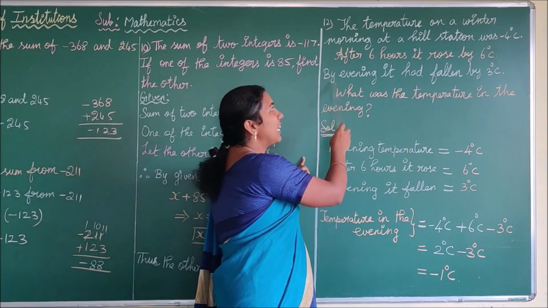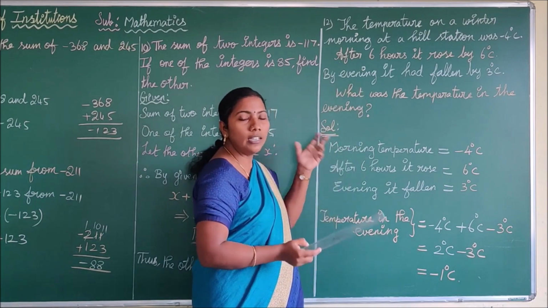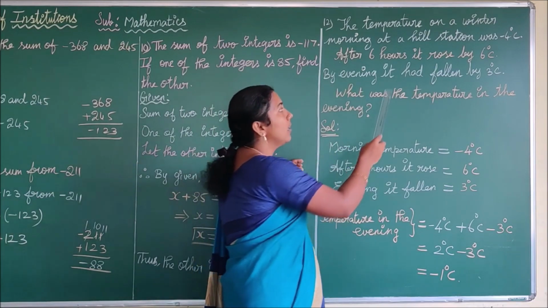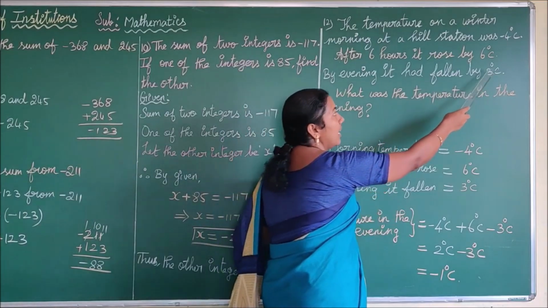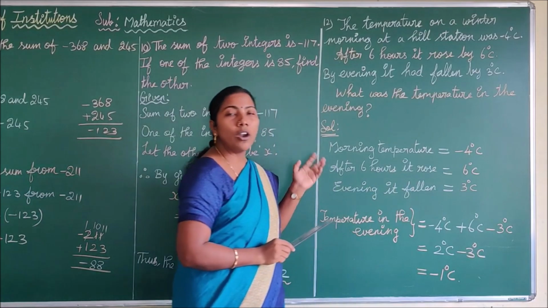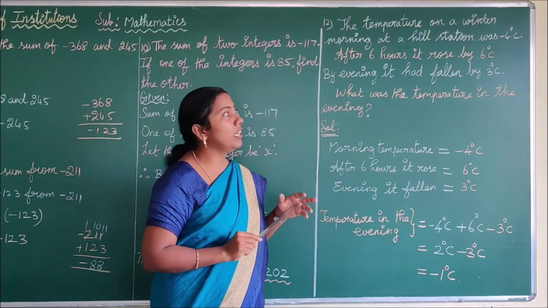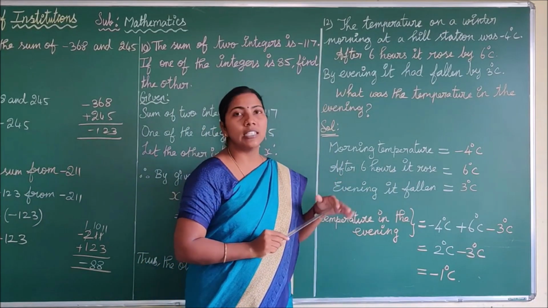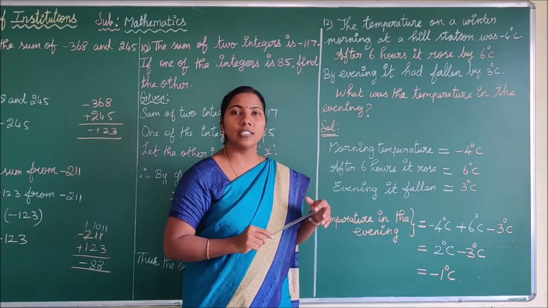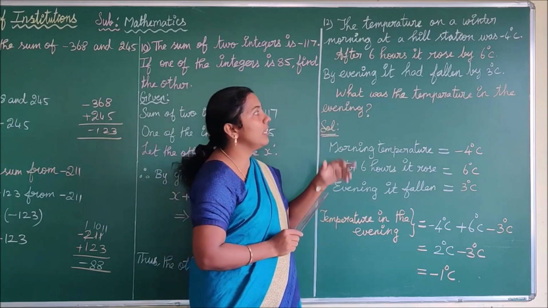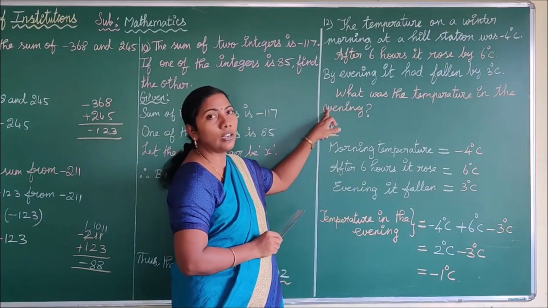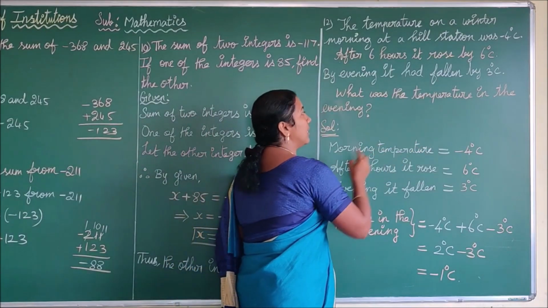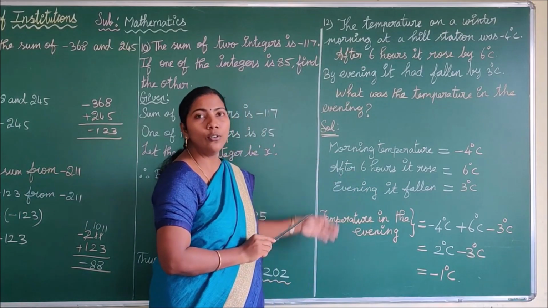Okay. In the evening, once again they are observing the temperature. It had fallen. Fallen means decreasing by 3 degrees Celsius. In the morning, it is minus 4 degrees Celsius. And after 6 hours, it is increased by 6 degrees Celsius. But in the evening, it has fallen by 3 degrees Celsius. What is the question? What was the temperature in the evening? Now we are going to calculate it.